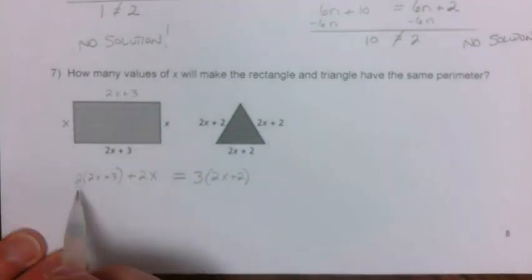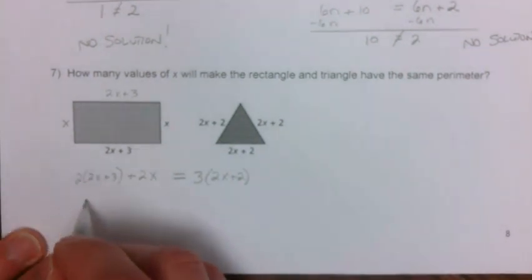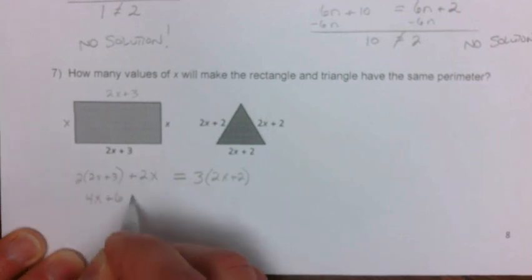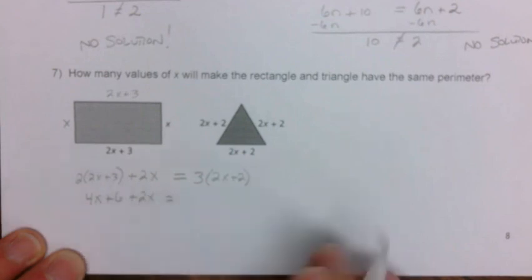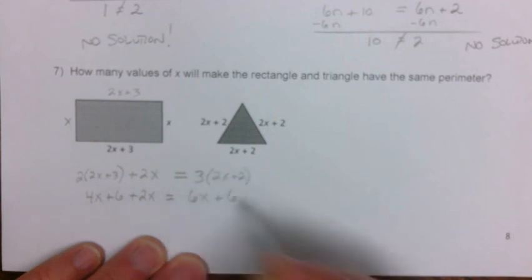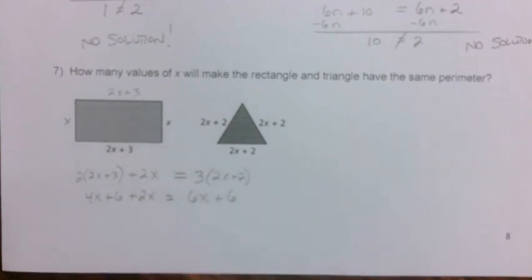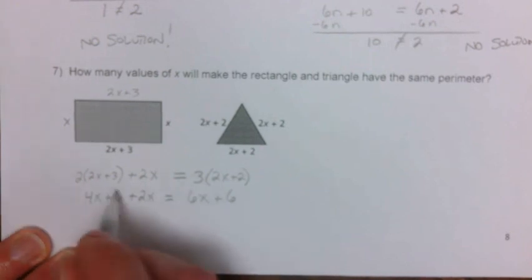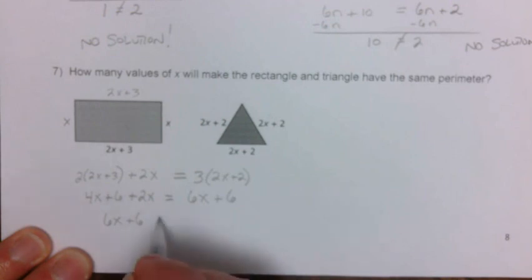On the left, we're going to start by distributing. 2 times 2x is 4x, and 2 times 3 is 6. Bring down plus 2x equals. On the right, 3 times 2x is 6x, and 3 times 2 is 6. On the left-hand side, I can combine 4x and 2x to make 6x, and then I can bring down my constant of 6. Equals 6x plus 6.